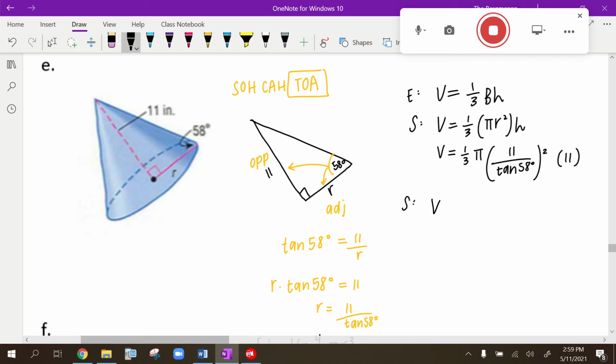Now to solve, volume is already alone, so we can just go ahead and plug this into our calculator. When we plug it in, we get 544.23 inches cubed. So our answer with our units is 544.23 inches cubed.